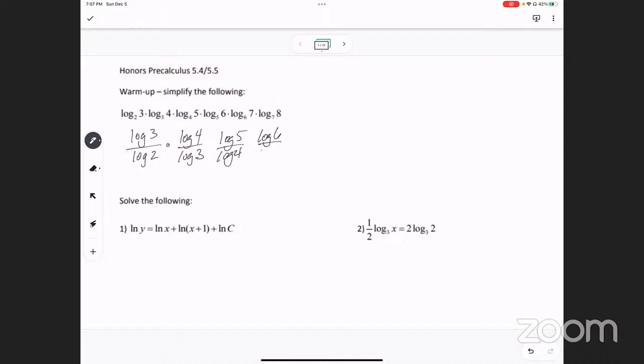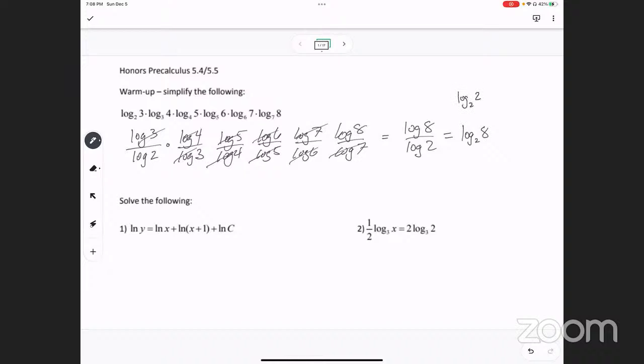Yeah. Log 6 over log 5, log 7 over log 6, log 8 over log 7, and then all these things are just going to cancel. Boom, boom, boom, boom. And my answer is just log 8 over log 2. Now that can be converted back into base 2. So this is just the log base 2 of 8. And of course, what's the log base 2 of 8?